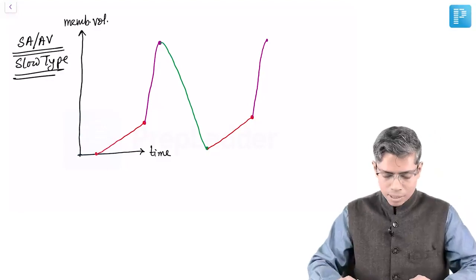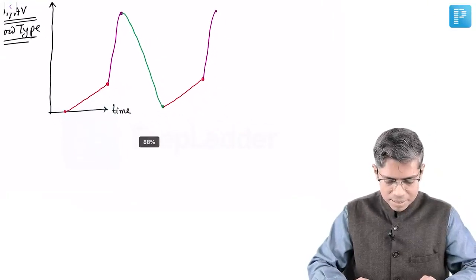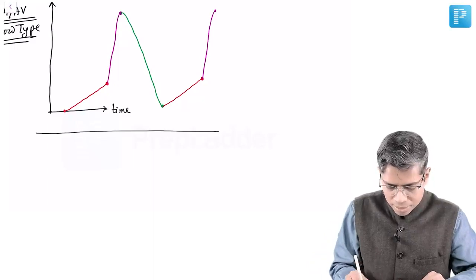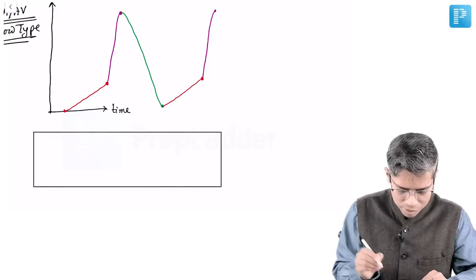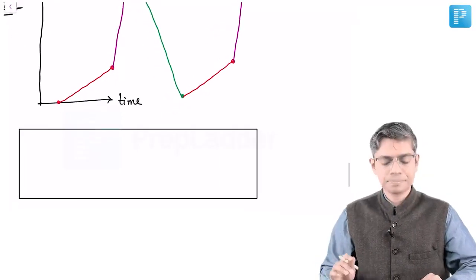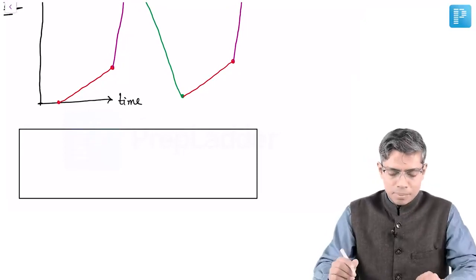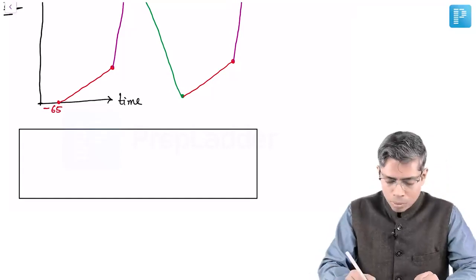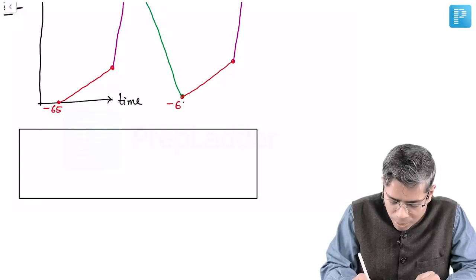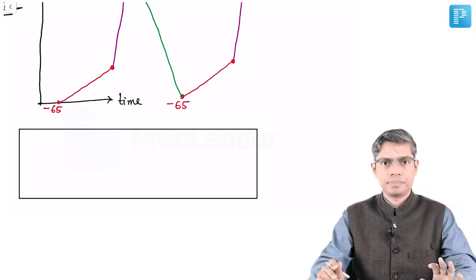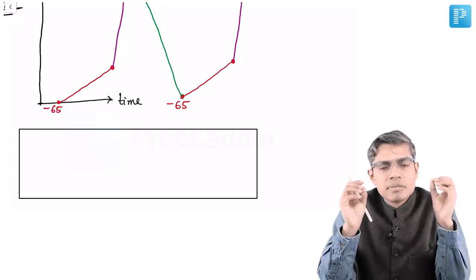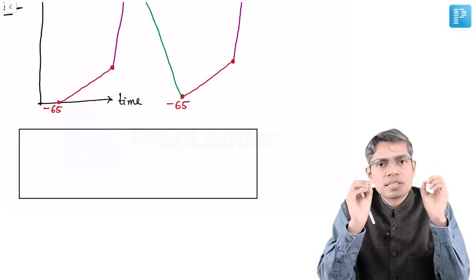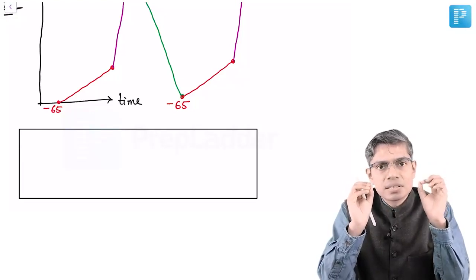Fine. Now to understand the ionic basis, again I am going to do the same thing: I am drawing one nodal tissue cell just below this. So this is my nodal tissue cell, SA nodal cell, right? You start from minus 65 millivolt. Whenever the membrane voltage is returning to minus 65 millivolt, there will be opening of a very peculiar channel on the nodal tissue cell, and that channel is known as the H channel or HCN channel.